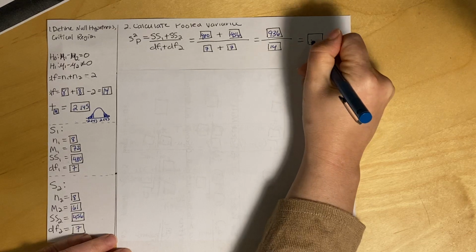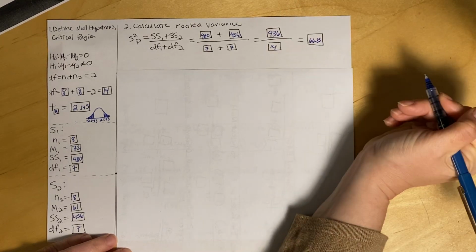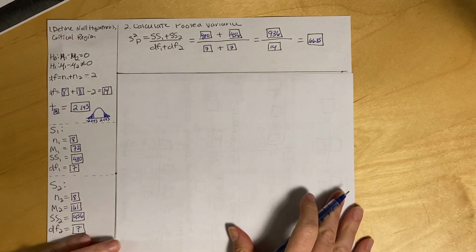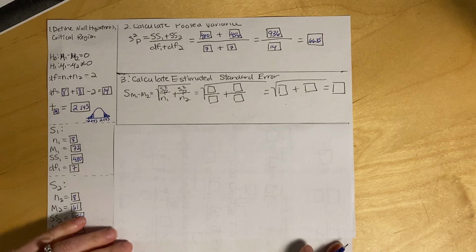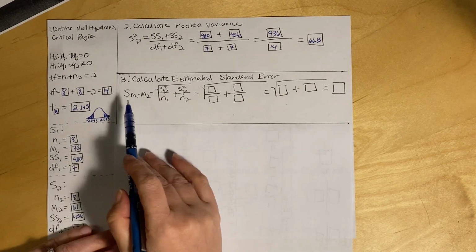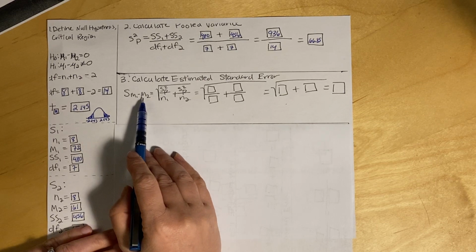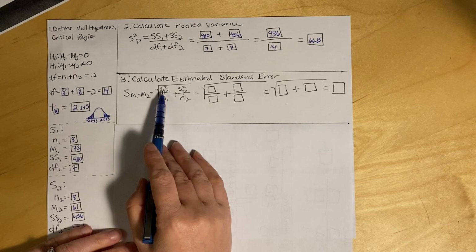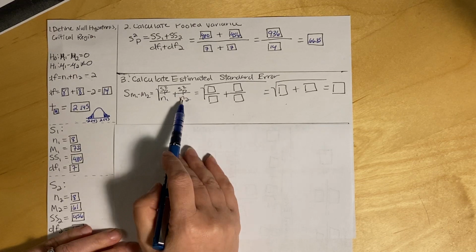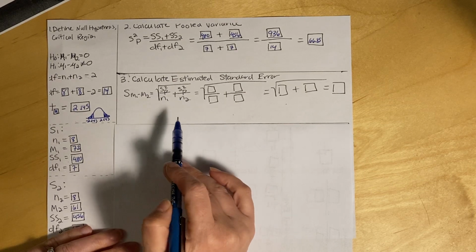And if I do that division, I'm going to get a value of 66.85. So now my pooled variance is 66.85. I can go on to step number 3, where I calculate my estimated standard error. You can see estimated standard error is written as S M1 minus M2, and the formula for that is the pooled variance over N1 plus the pooled variance over N2. You take those two, sum them, and then you take the square root of that.